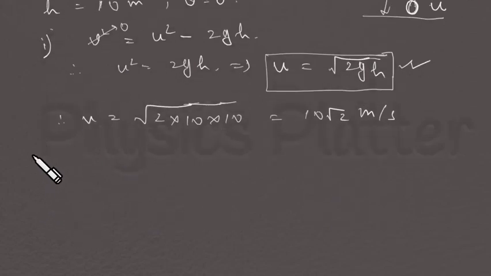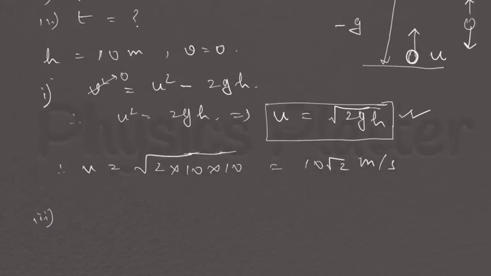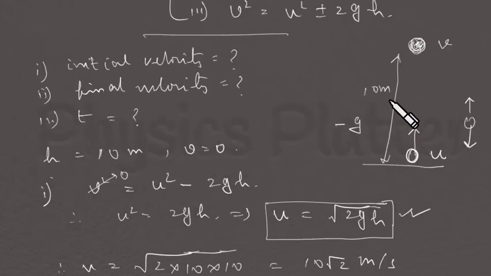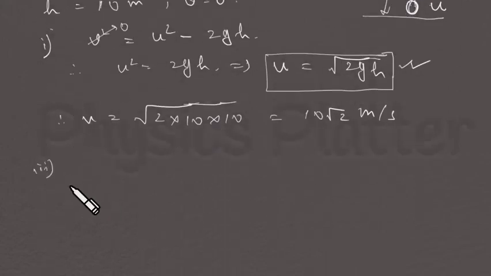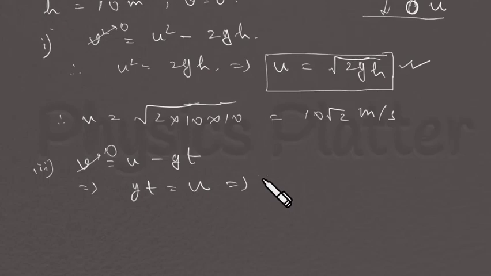For the third one, time. That asks how much time it takes to reach the maximum height, right? So we will simply apply v equals u minus gt. v is 0 here. That means gt equals u, which gives t equals u by g. And again, that's the general formula for the time taken by a particle moving upward to reach the maximum height.